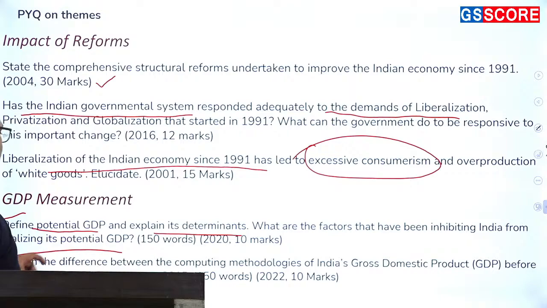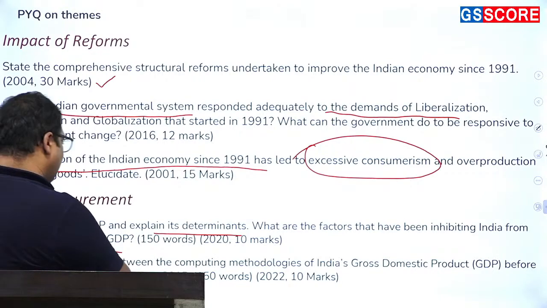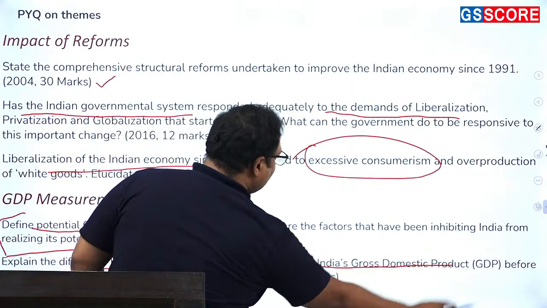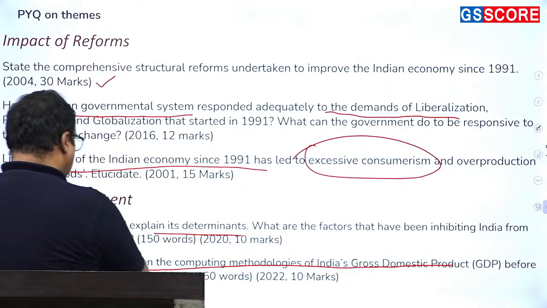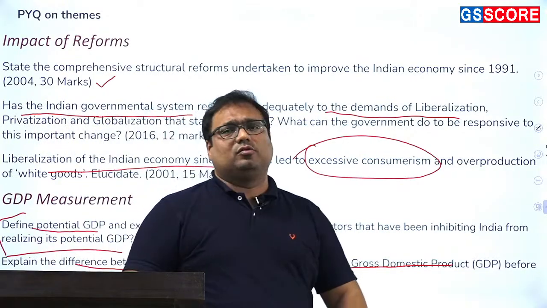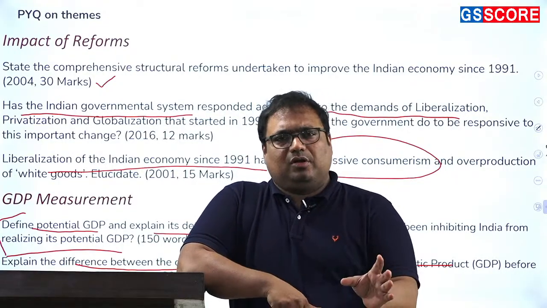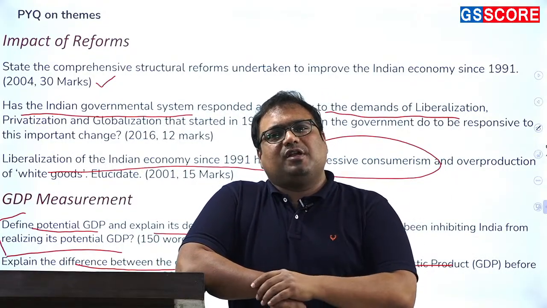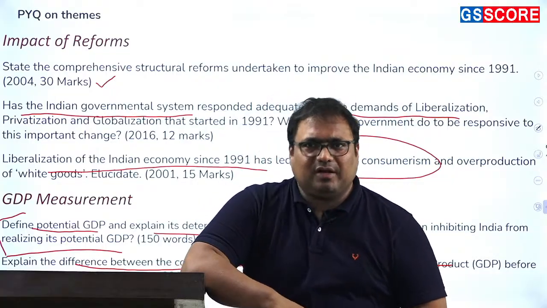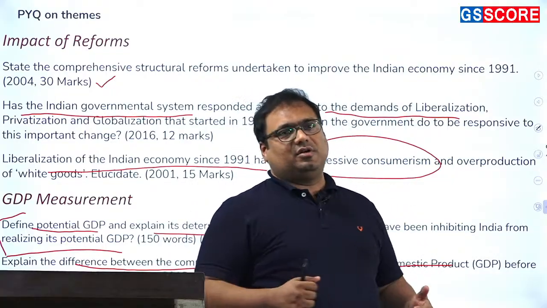Okay. Then explain the difference in computing methodology for India's GDP before the year 2015 and after 2015. So in 2015, we changed the GDP calculation methodology. Earlier, we used to have GDP at FC. Now we have GDP at MP. So likewise, we changed it.